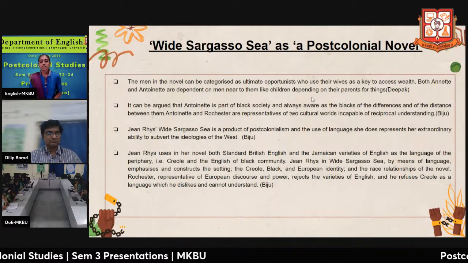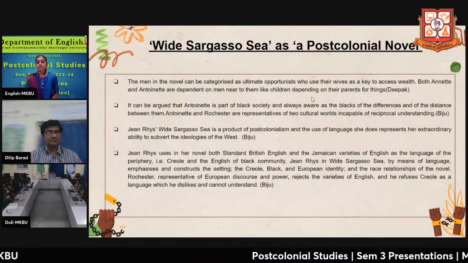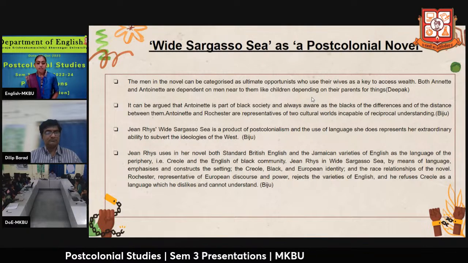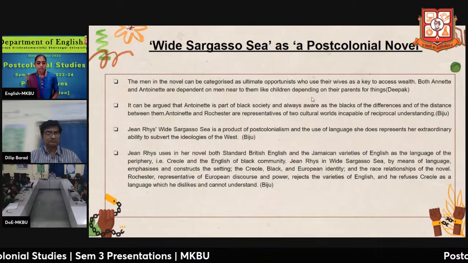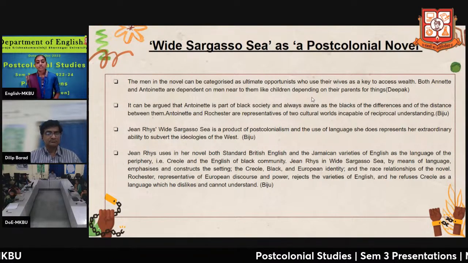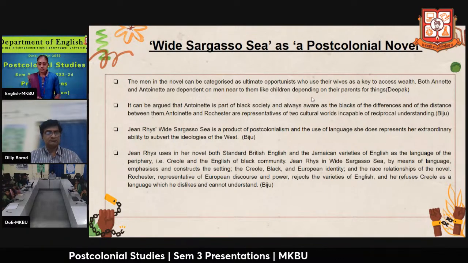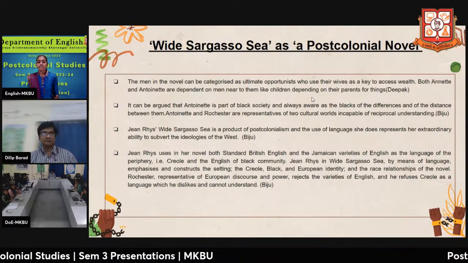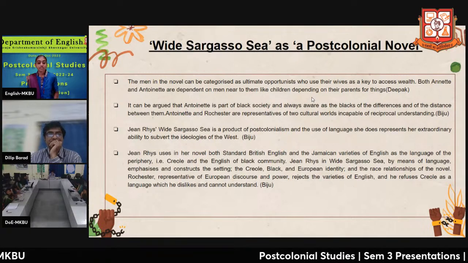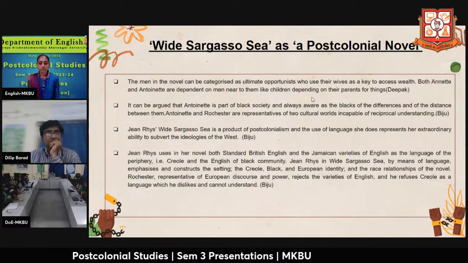It can be argued that Antoinette is a part of black society and is always aware, as a white Creole, of the difference and distance between them. Antoinette and Rochester are representative of two cultural worlds, incapable of reciprocal understanding. Rochester is representing the white people, and on the other side, Antoinette represents the black people, and we can also see the difference between both of the characters.